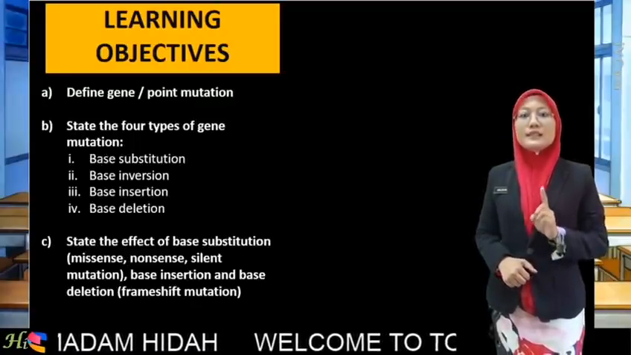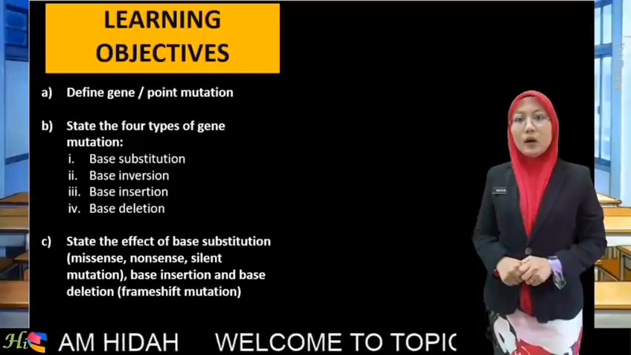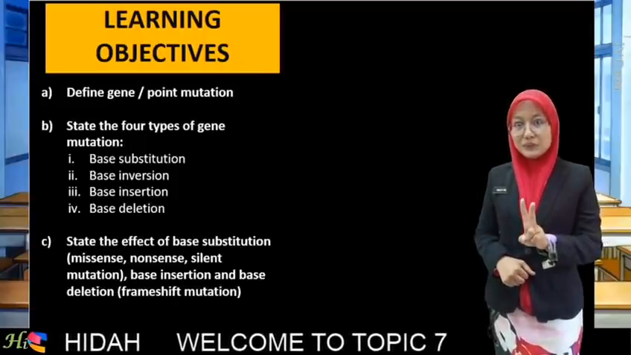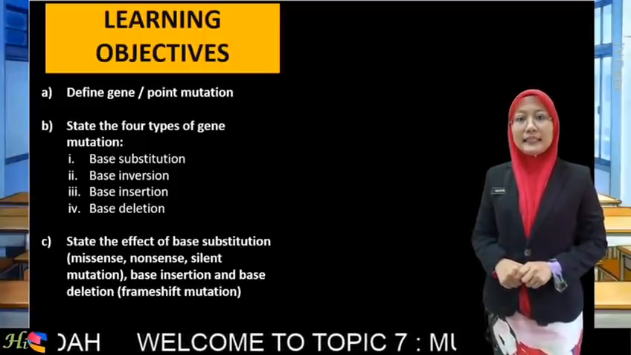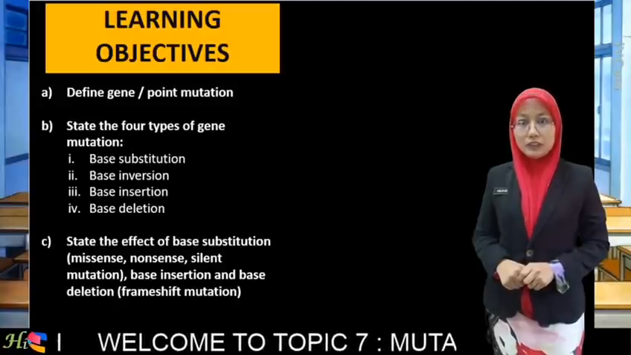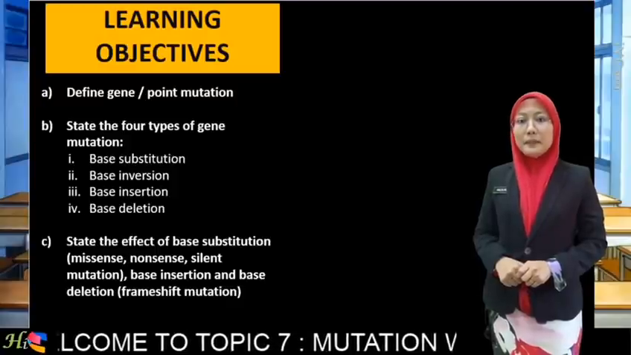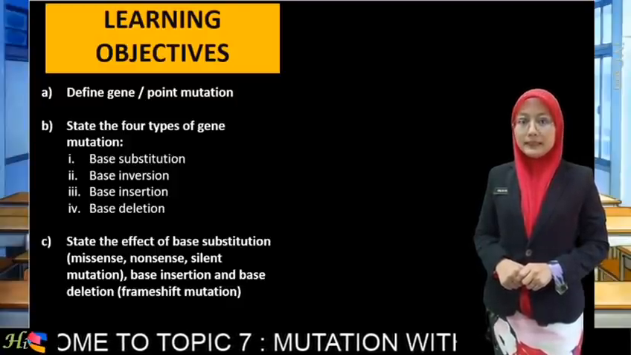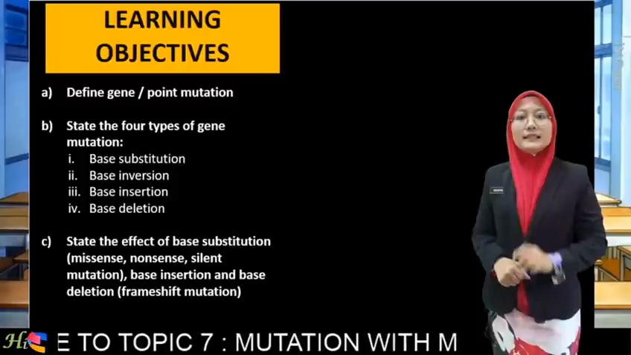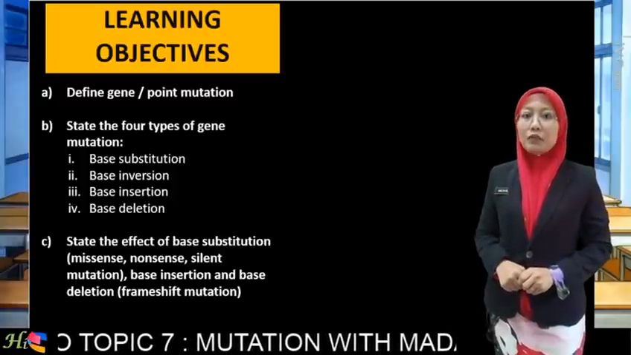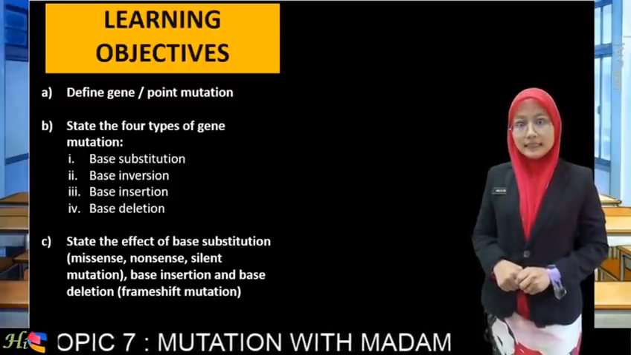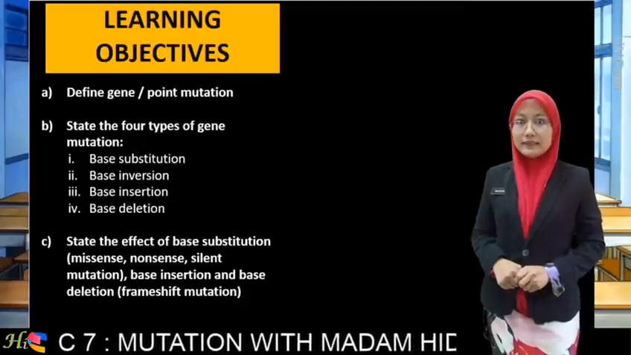Number 1, students should be able to define gene or point mutation. Number 2, students should be able to state the 4 types of gene mutation, which involve base substitution, base inversion, base insertion, and base deletion. Number 3, students should be able to state the effect of base substitution, base insertion, and base deletion.